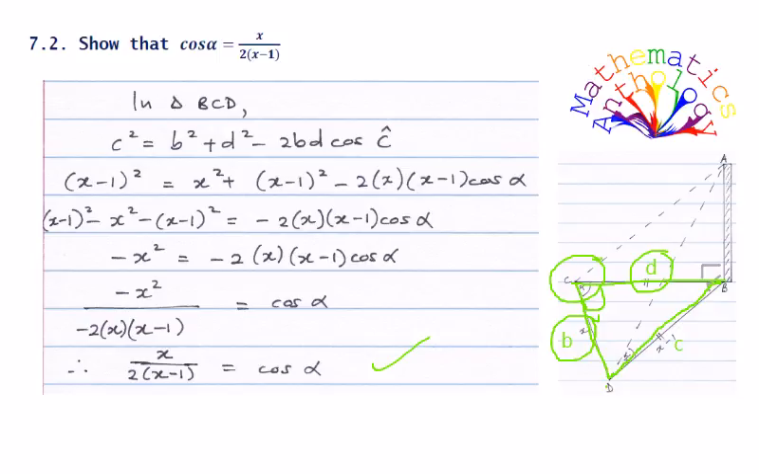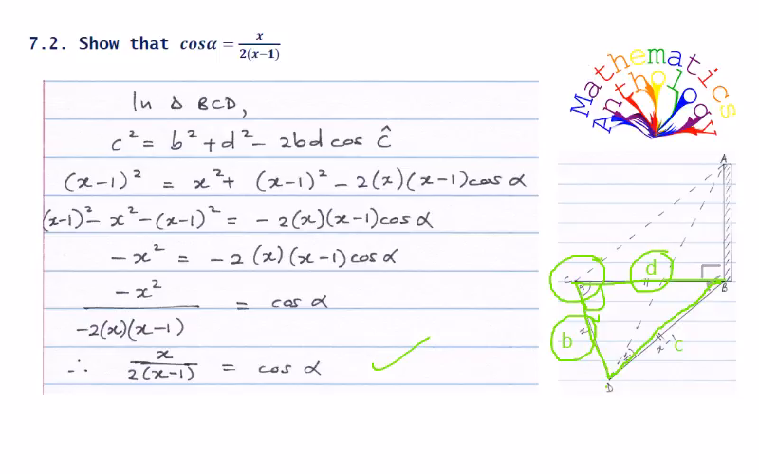So we are going to isolate cos of alpha. So we have x minus 1 all squared. Let's take the other two terms over from the right hand side. So negative x squared minus x minus 1 all squared. That's going to equal negative 2 into x minus 1 cos alpha. All of that is one term, remember. So you can't take that over.